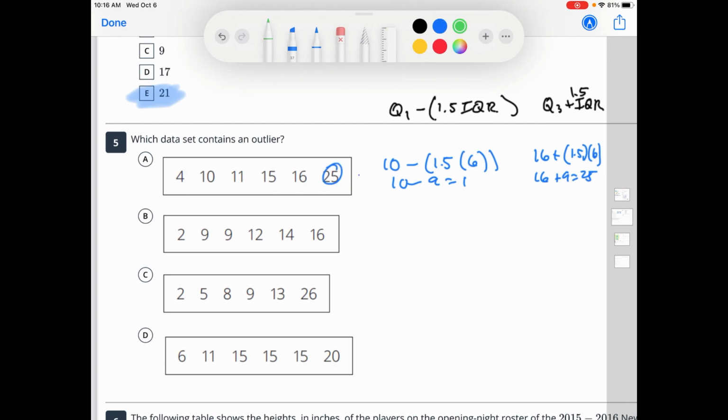Let's go to the next one. Here I have my Q1, which is 9, minus 1.5 times your IQR. Q3 is 14. Interquartile range is Q3 minus your Q1, so 14 minus 9 is 5. Let's just put it on my calculator. 1.5 times 5 is 7.5.